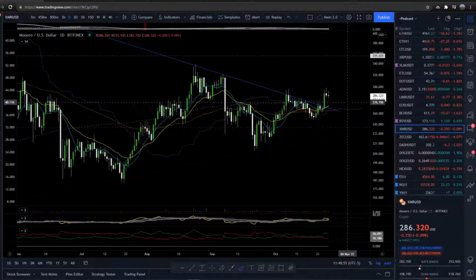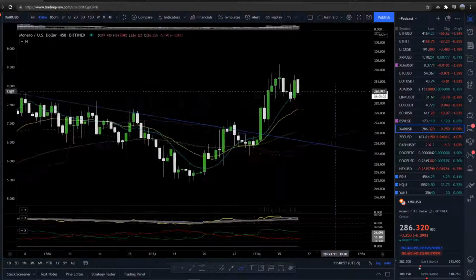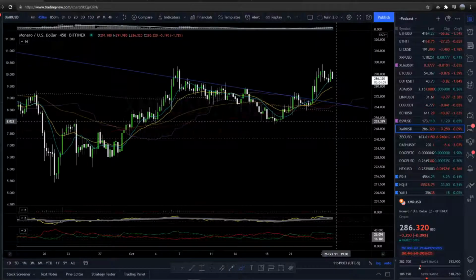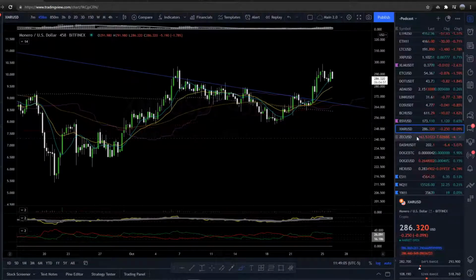Anything back below, let's zoom in. Anything back below like 270, 275, I would consider this a failed breakout, and I'd look for it to test the other end of the range.